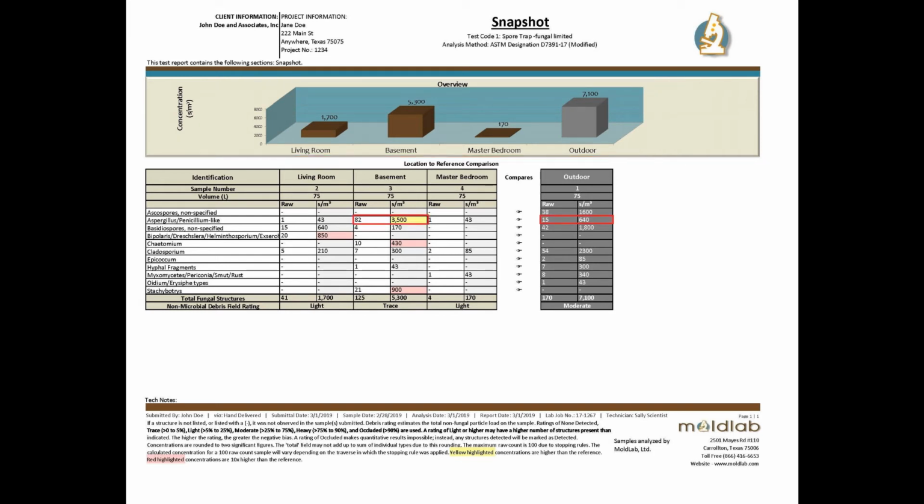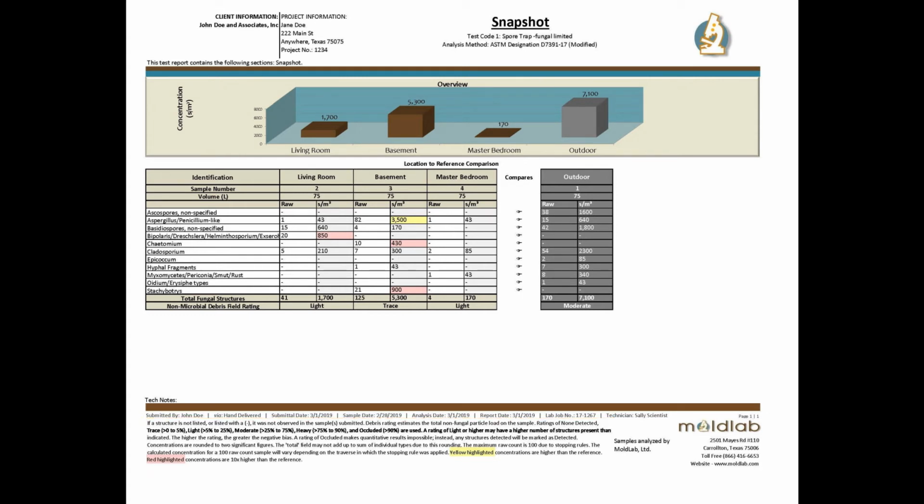Samples that have a higher concentration of a particular mold spore than the outdoor sample will have that concentration highlighted in yellow. If the concentration is 10 times higher than the outdoor sample, it will instead be highlighted in red. This color coding is here to help you quickly identify the most prevalent mold spores. At the bottom of the report, some additional technical information is provided in regards to the test method.